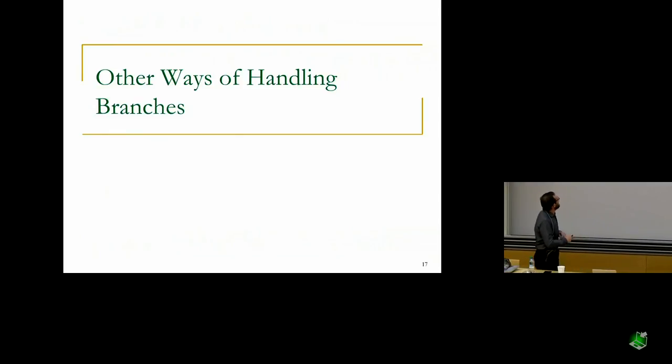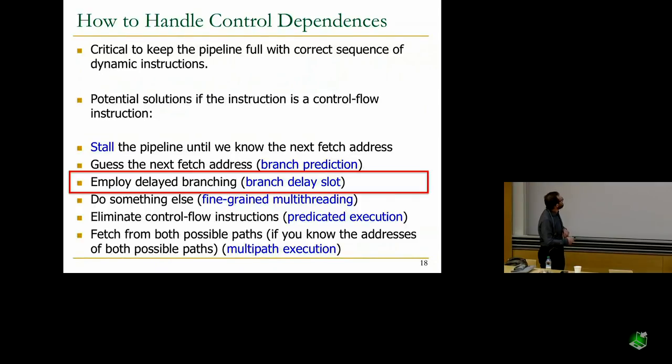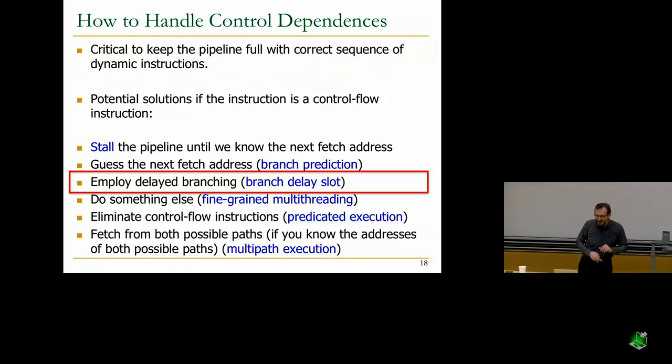Okay, there are other ways of handling branches. Let's talk about some of them. I mean, we've seen stalling the pipeline, terrible idea. We've seen branch prediction, good idea, but you need to be careful. And we're going to see delay slots, not such a good idea, I'll tell you to begin with. But it's very instructive to see these ideas.